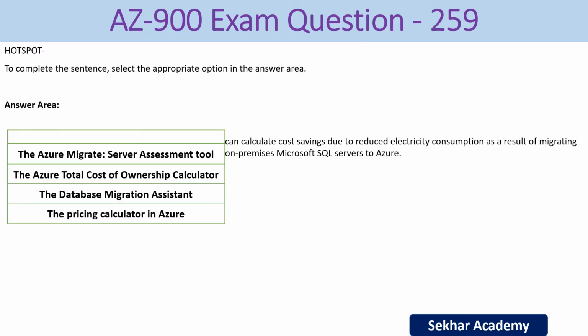Question number 259. Right, so you need to choose the right option to complete this sentence. Can calculate cost savings due to reduced electricity consumption as a result of migrating on-premises Microsoft SQL servers to Azure. The right answer is here Azure total cost of ownership calculator. That's a TCO. So the TCO calculator is used to estimate the cost savings you can achieve by migrating our application workloads to Microsoft.